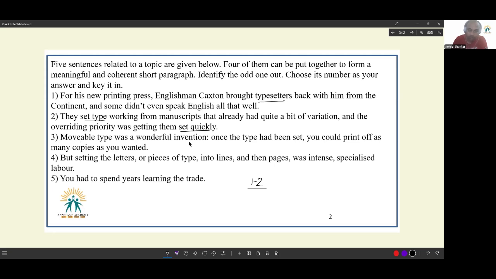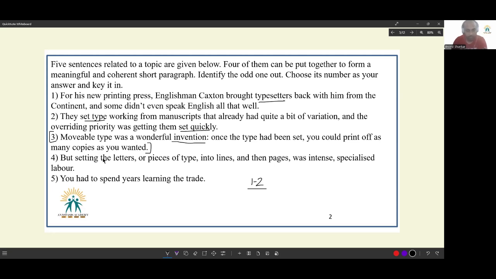Movable type was a wonderful invention. Once the type had been set, you could print off as many copies as you wanted. See, the first statement is talking of typesetters, and some didn't even speak English all that well. These typesetters are people, but here movable type was a wonderful invention. This is talking of a machine. This is talking of people. This is talking of a machine.